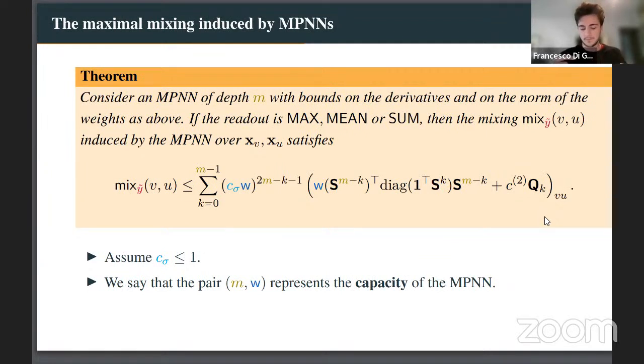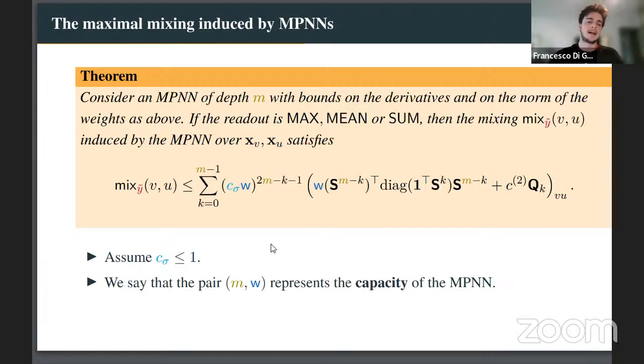So what we do is now assume, ignore C sigma. This is just because in basically any nonlinear activation we use, C sigma can be taken to be 1, so for simplicity, we say, okay, let's say that C sigma is more or equal than 1, so we can ignore it. But it's super straightforward in any case to generalize all the results to arbitrary C sigma.